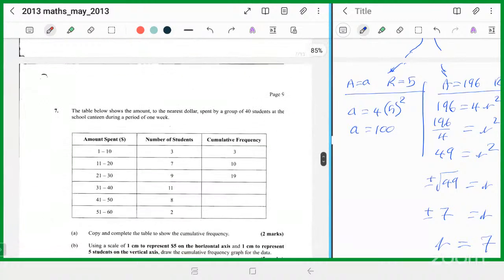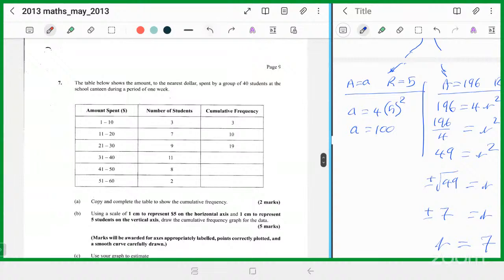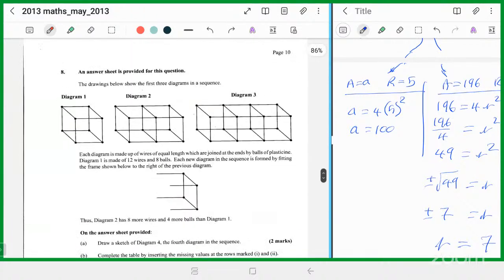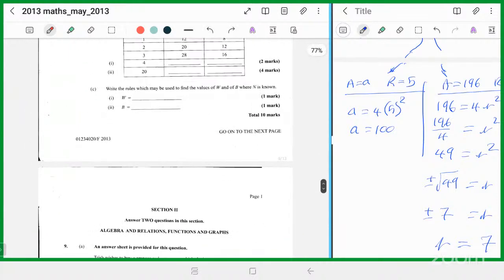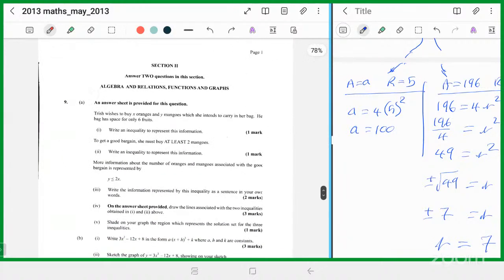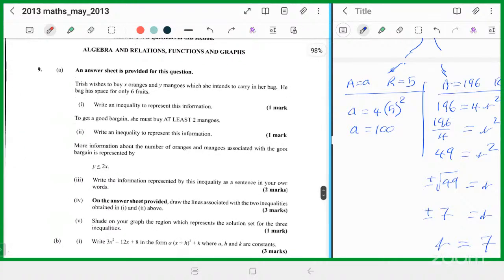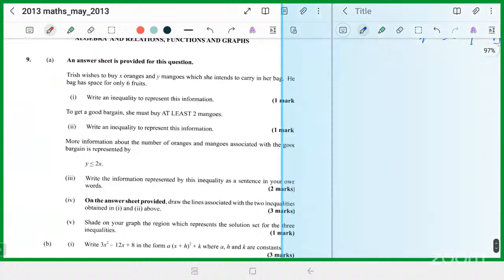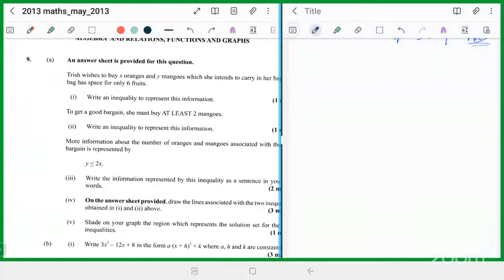Well, that's number 7. We're not doing statistics until after plane and solid geometry. This one will be the pattern for the exam in March. I would have given you this one to do, number 9.